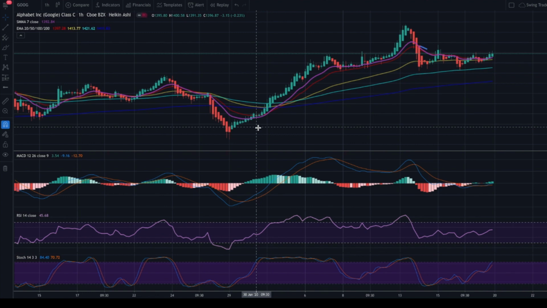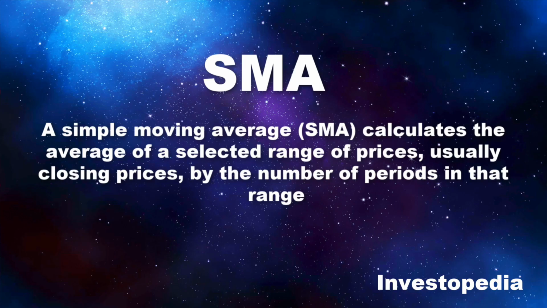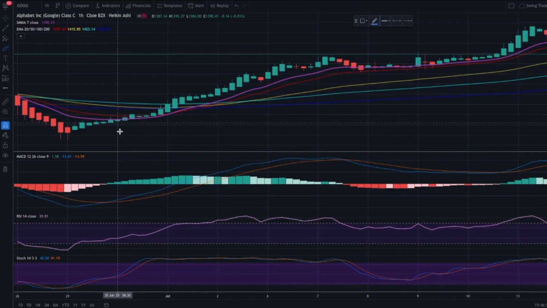So how do we know when to enter a trade though? It's good to see these trends here with Google and other stocks, but how do we know when to enter into a trade? Well, let's get into the SMA. The SMA is a simple moving average that calculates the average of a selected range of prices, usually closing prices, by the number of periods in that range. I use the SMA line to determine when to buy into a stock and/or cryptocurrency.